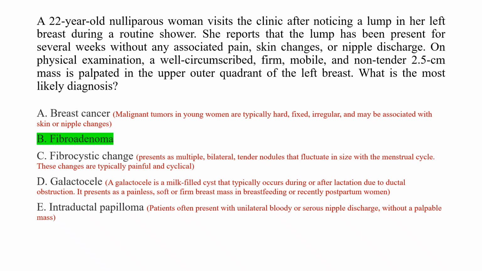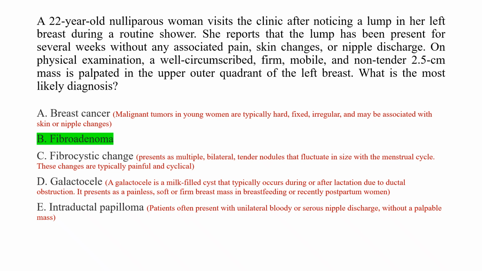Option A is incorrect because while breast cancer should always be considered in the evaluation of a breast mass, it is extremely rare in women in their 20s, especially without a family history or other risk factors. And malignant tumors in young women are typically hard, fixed, irregular, and may be associated with skin or nipple changes, which are not present in the patient in this question. Given this patient's age and the features of the mass being firm, mobile, and non-tender, malignancy is unlikely to be the correct answer here.